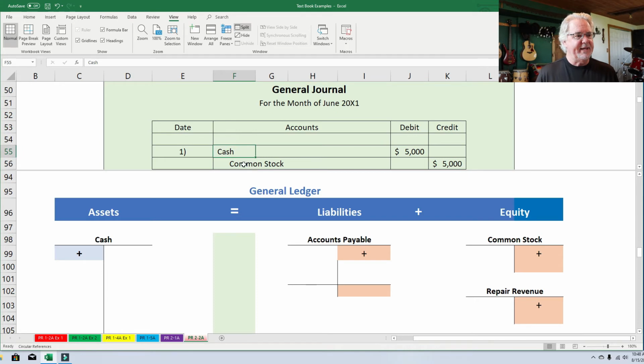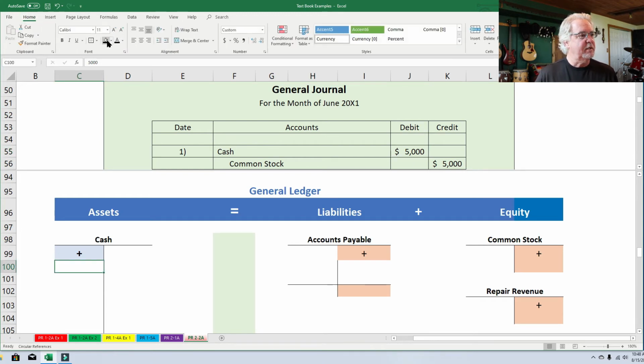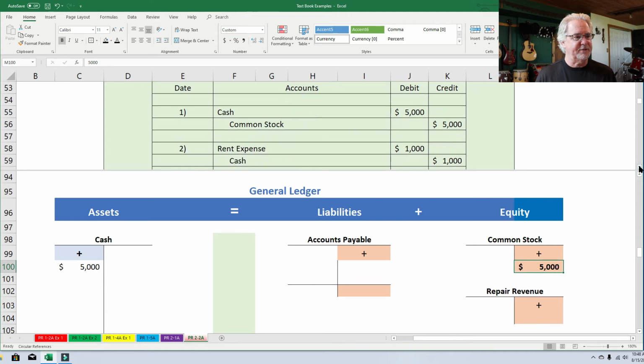It's easy. Cash is on the left. And here it is, on the left for $5,000. So put it on the left-hand side of the cash account. There you go. Easy, right? Common stock is on the right-hand side. It's here on the right. Credit means right. Put it on the right-hand side of common stock. Hey, that was easy, right? If you can do that, you can do accounting, right? That's all there is to it.